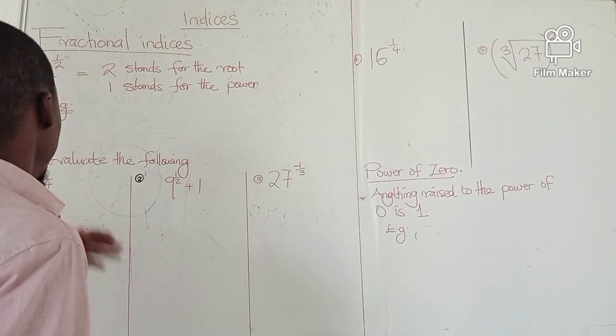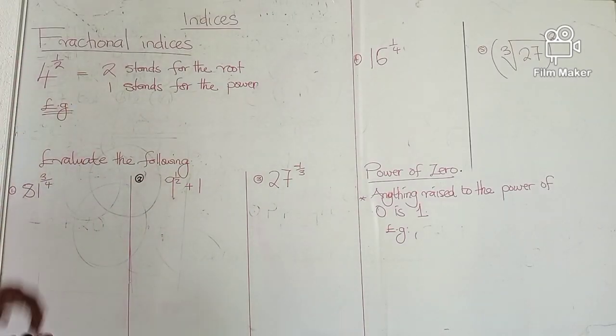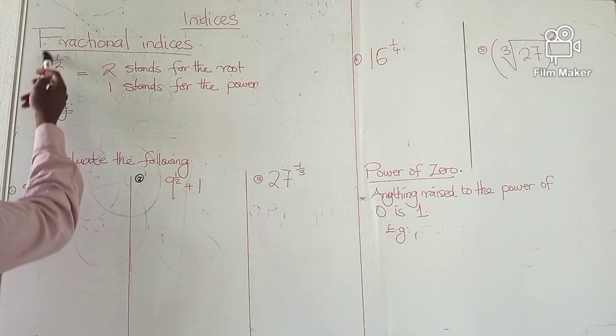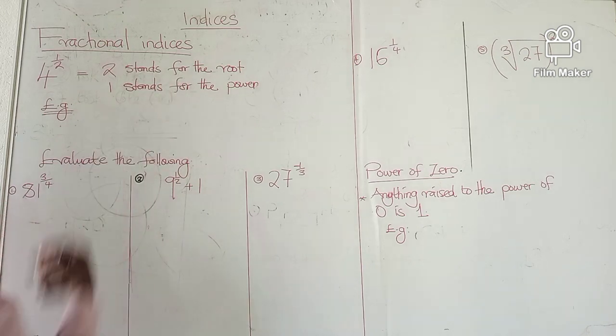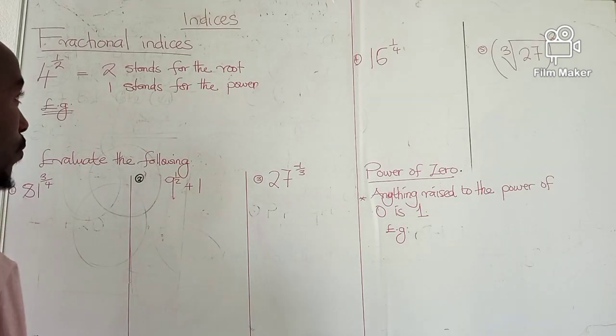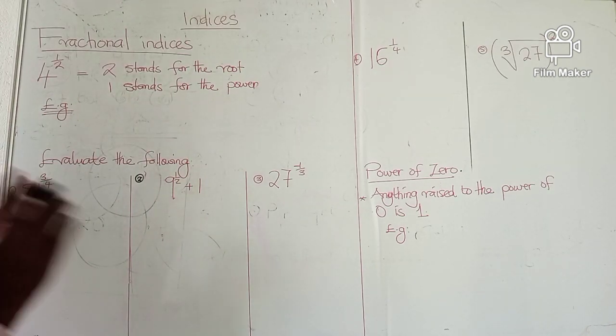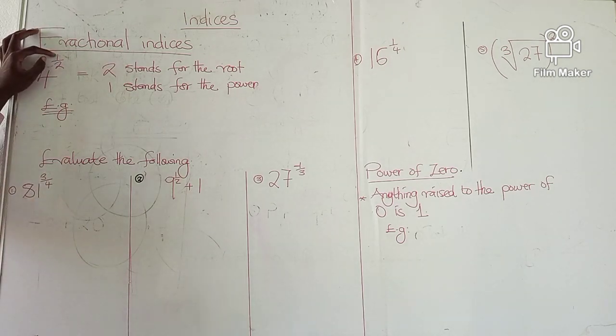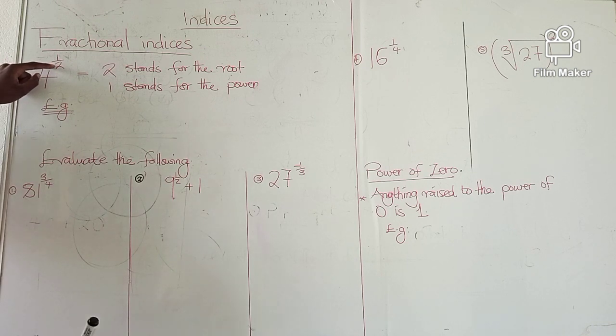Now, we have 4 to the power 1 over 2. Now, you need to understand what this means. Here, the 2 stands for the root and the 1 stands for the power. So always, the number on top, which is the numerator, stands for the power. And the number on the bottom, which is the denominator, stands for the root. Now, let us see what this means.